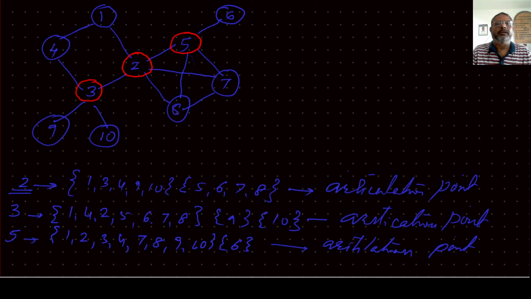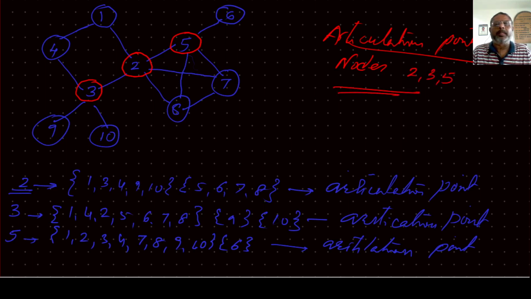So finally we can claim the articulation points in this graph are nodes 2, 3 and 5. This is how we can identify the articulation points using the graphical method.